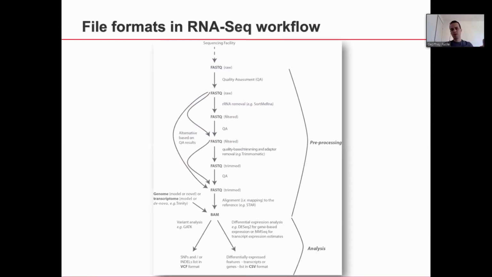There are several file formats involved. The two main ones are this FASTQ file and this BAM file. Now, the FASTQ file is what you get from the sequencing facility, basically from the sequencer.